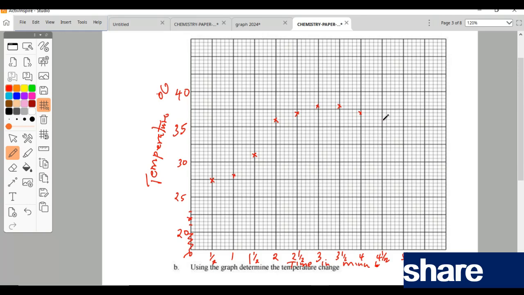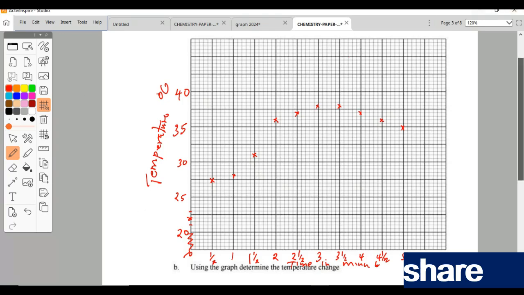$35, 36, and then 35. So from there now, you see these things can appear as if you are going to draw a curve. Here, we do not have any curve. In energy changes, we could not have a curve. How do you know that this is energy changes?